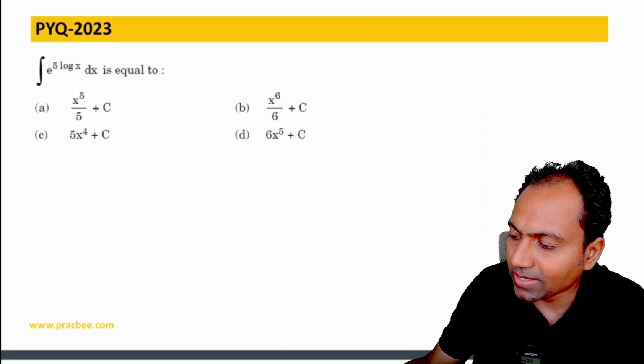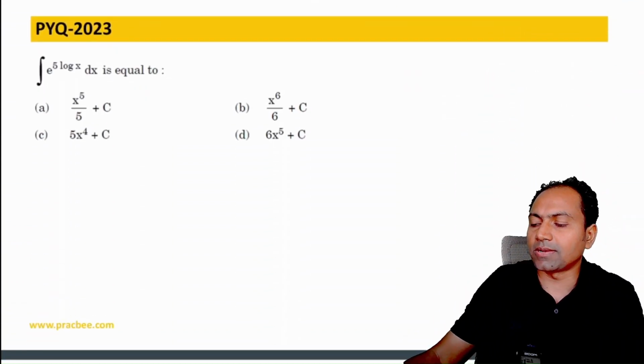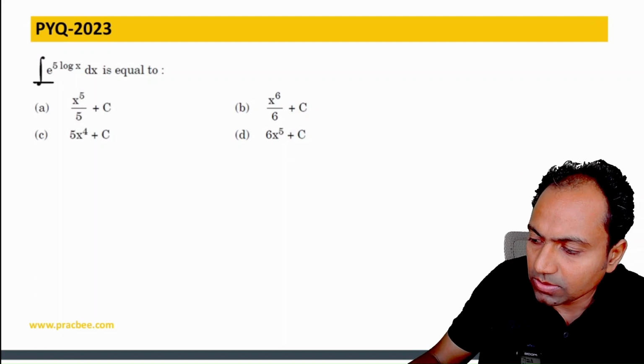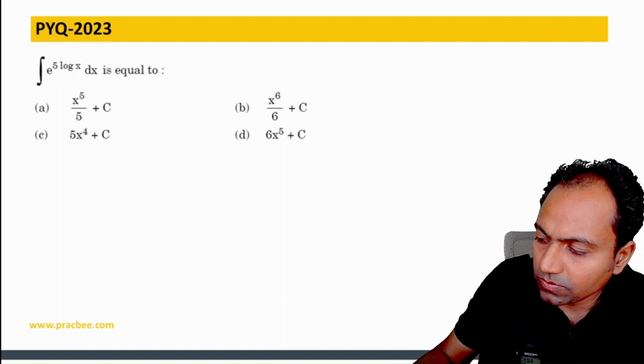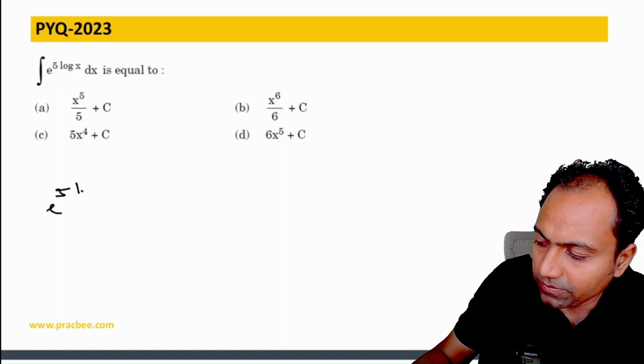If I look into the first problem that was based on this idea that came in 2023, you can see that it talks about simplification and then integration. So this question talks about 5 log of x.